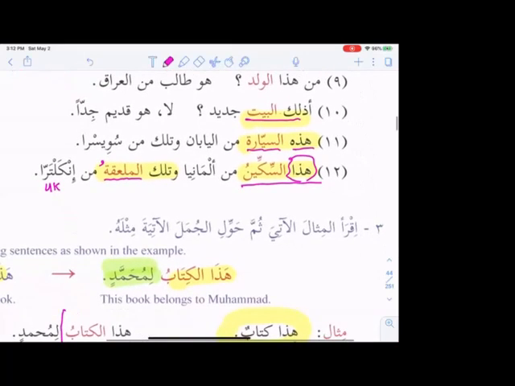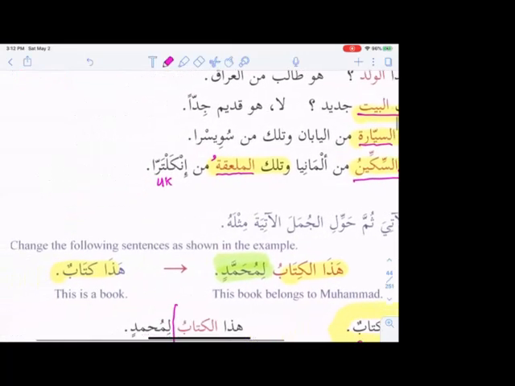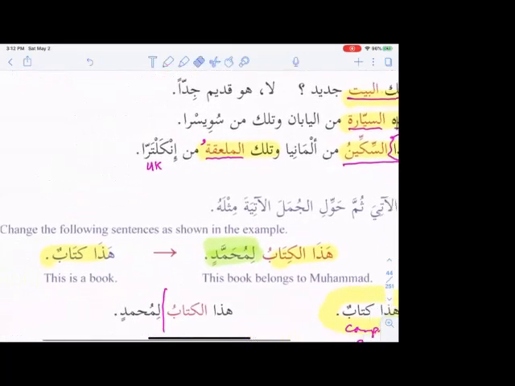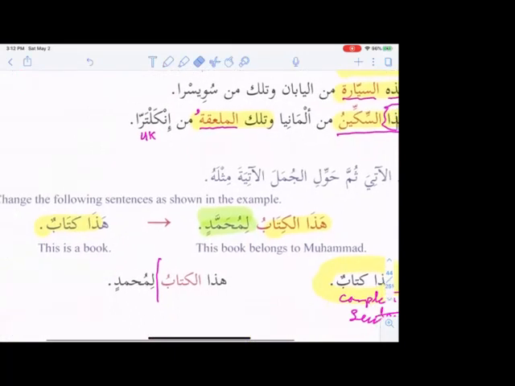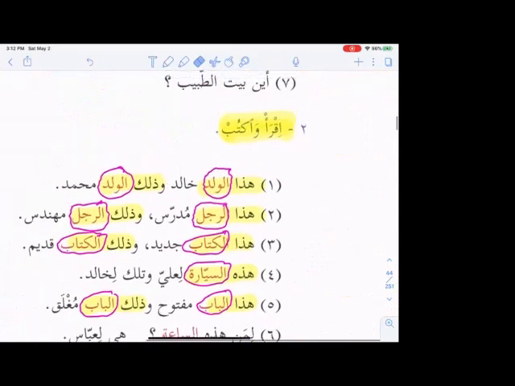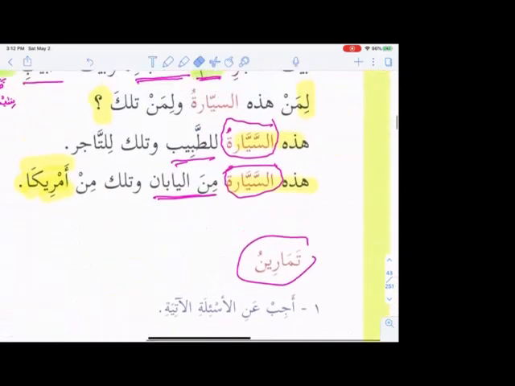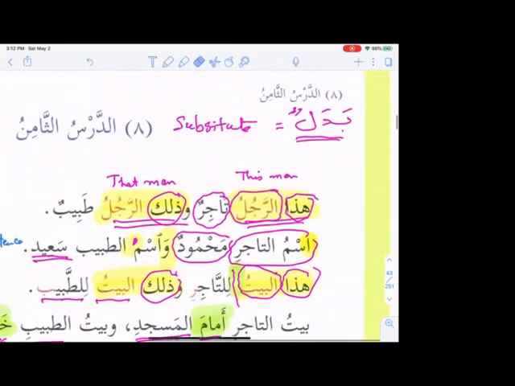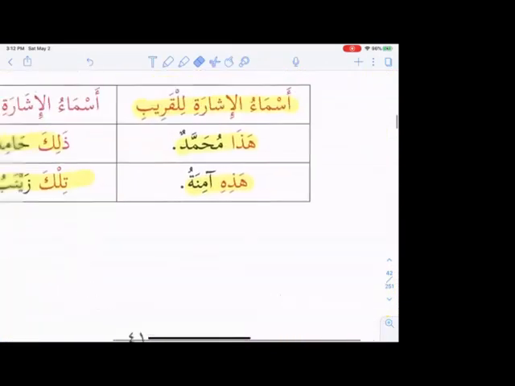Okay. Now here comes a very easy exercise. Very easy. I forgot to tell you something. When I was going through the book again, I thought I will tell you, and I forgot.